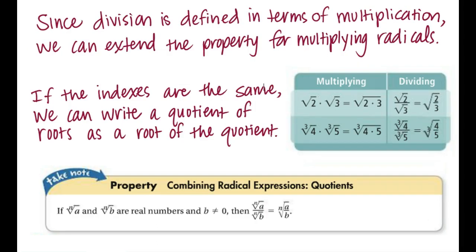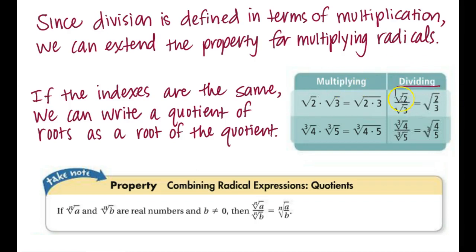So far in this lesson video, we've been focusing on the product of radicals. Now we're going to talk about the quotient, or dividing radicals. Since division is defined in terms of multiplication, we can extend the property of multiplying radicals to dividing radicals. And just as before, the indexes must be the same. If that's the case, we can write a quotient of roots as a root of the quotient. So we talked about multiplying earlier, so now let's focus on dividing.